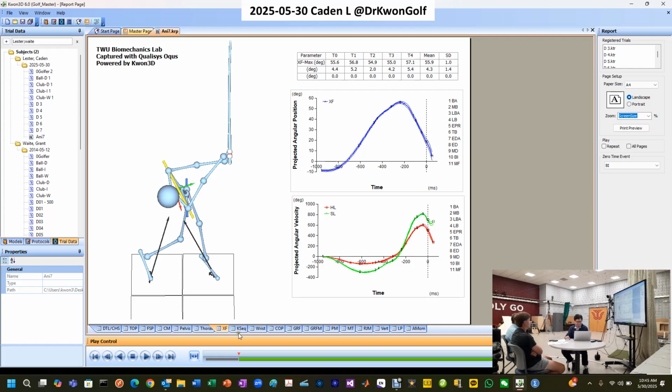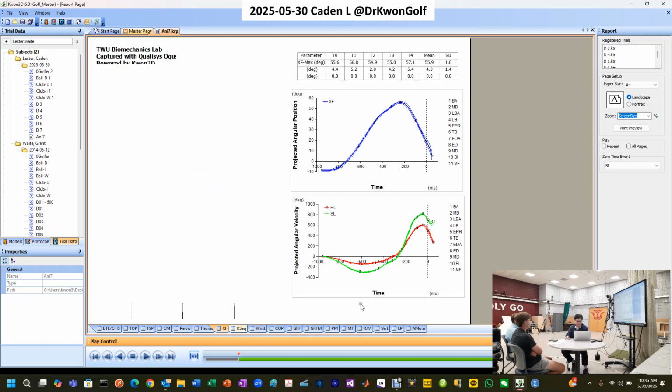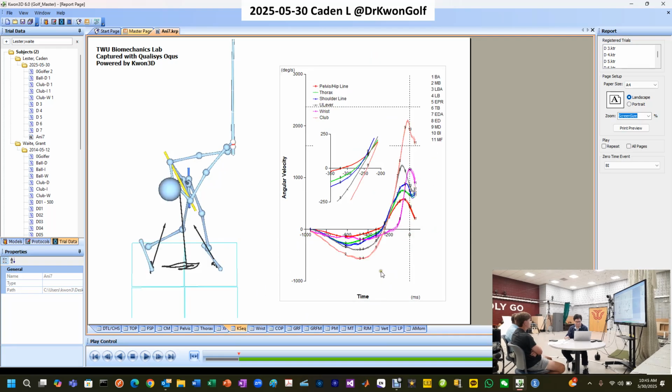So that's what I see here. And then kinematic sequence. The most important sequence in the swing is the transition sequence. Your transition sequence is okay up to this point. But then what you do after this is the problem. So here we have a pelvis, thorax, shoulders, and then the arms, and then club here. So we have a sequential transition here.